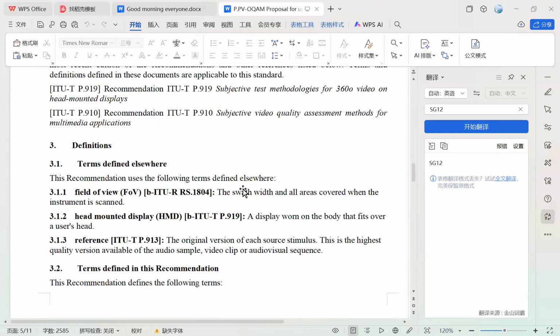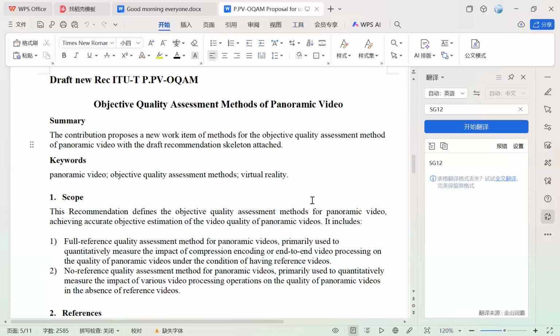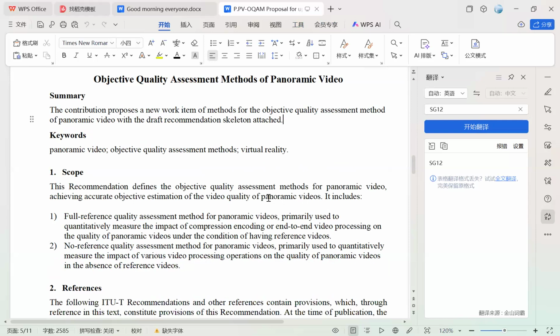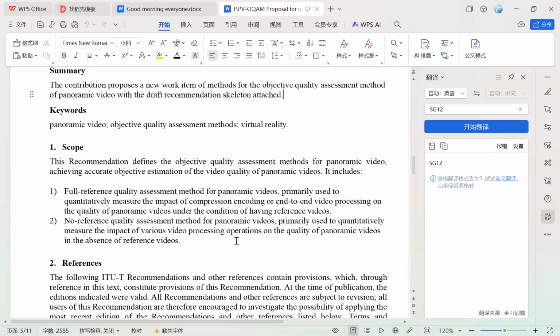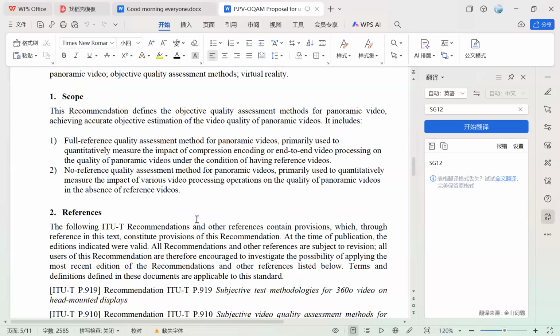Okay, let me introduce it. This is objective quality assessment measures of panoramic video. The scope is that the recommendation defines the objective quality assessment measures for panoramic video, achieving accurate objective estimation of the video quality of panoramic video. This includes full reference quality assessment measures, used to qualitatively measure the impact of compression, encoding, or other video processing on the quality of panoramic video under the condition of having reference videos.